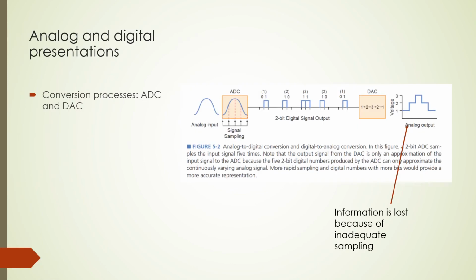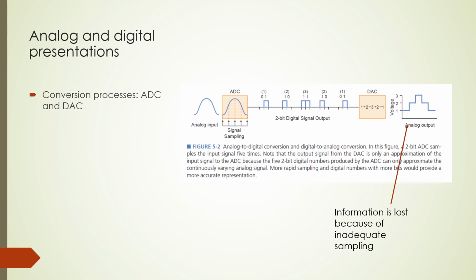Here is another view of temporal resolution. In this analog to digital conversion process, part of the process involves sampling an analog signal to convert it to a digital signal. An analog signal in the form of voltages is sampled and converted to digital signals containing zeros and ones. The digital signals are converted back to analog signals by a digital to analog converter.